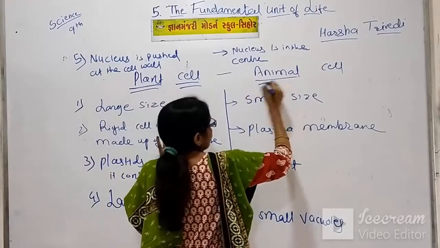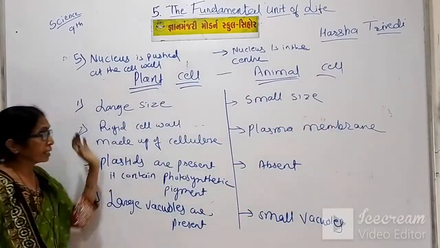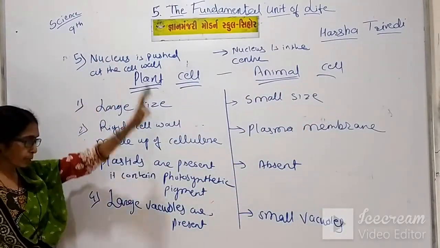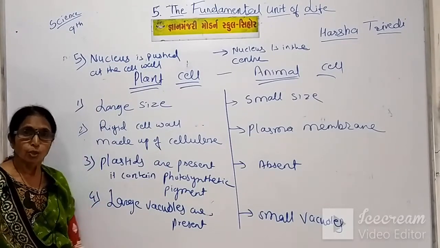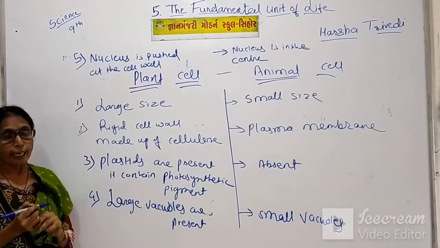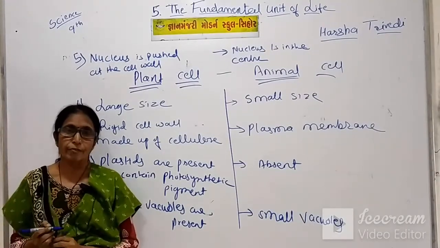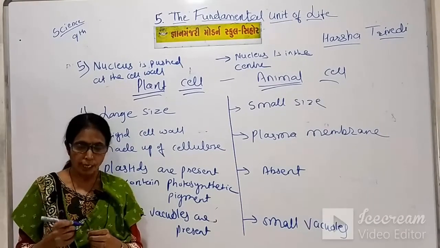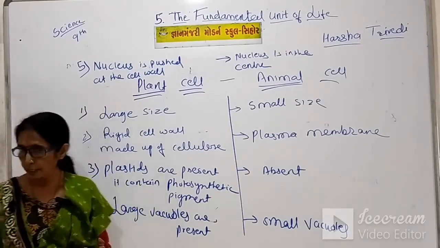So we have started from here. These are the 4 points. And the fifth point I wrote here because there is no space here. So students, this is the difference between the plant cell and animal cell. With this we have finished. From the next period we will start with a new chapter.